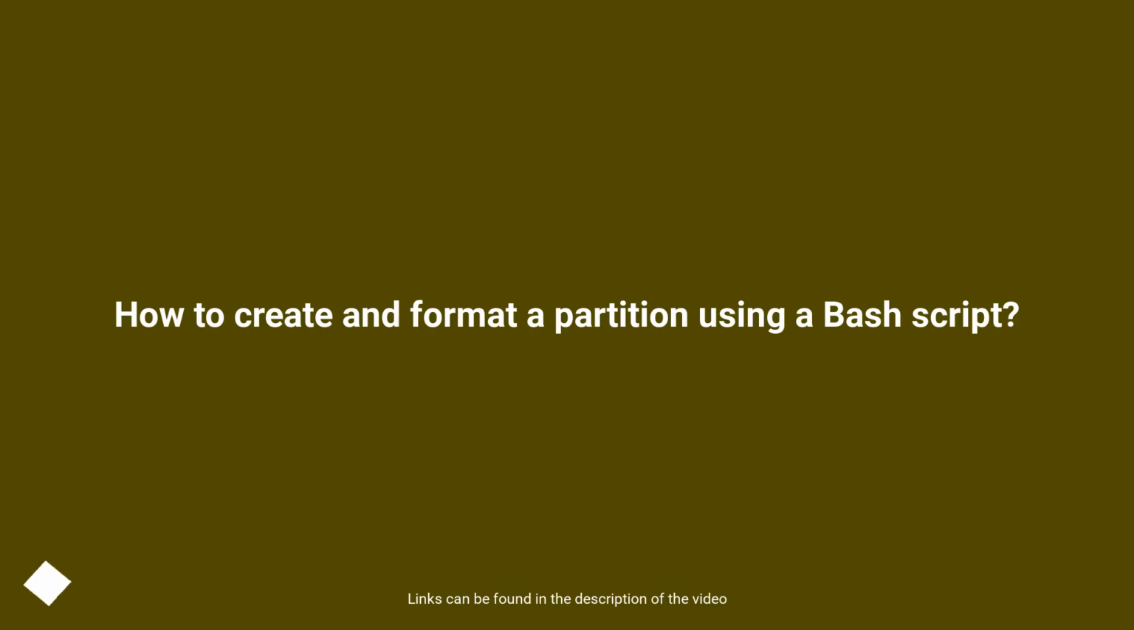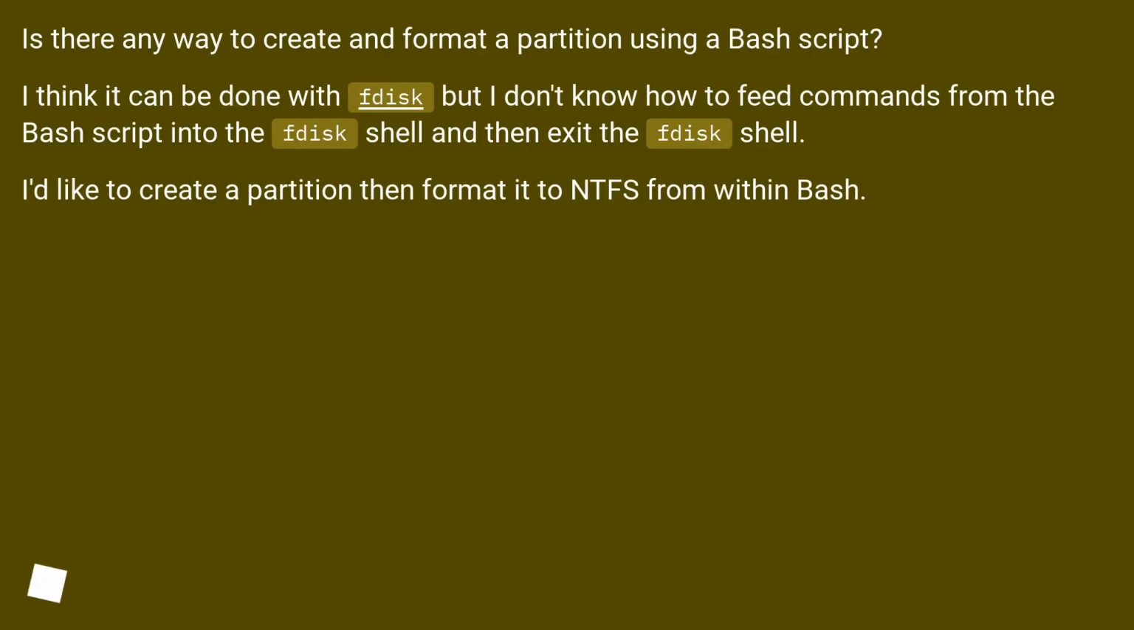How to create and format a partition using a bash script. Is there any way to create and format a partition using a bash script? I think it can be done with fdisk, but I don't know how to feed commands from the bash script into the fdisk shell and then exit the fdisk shell. I'd like to create a partition then format it to NTFS from within bash.